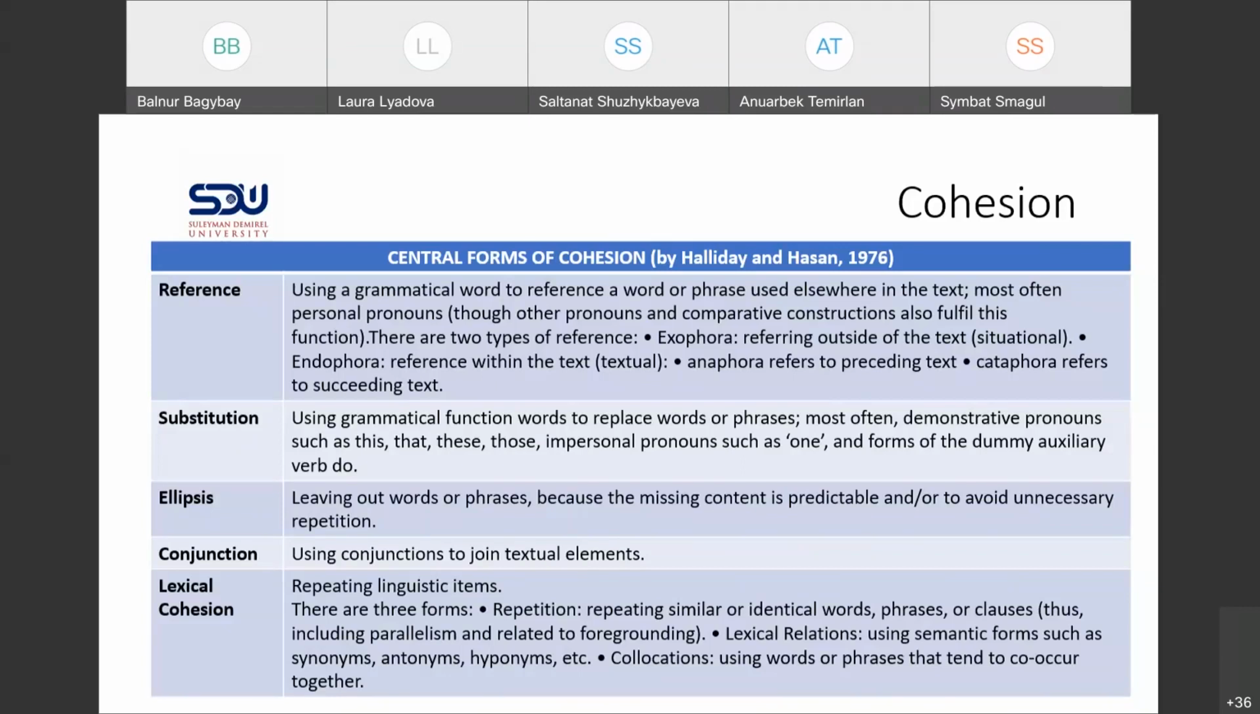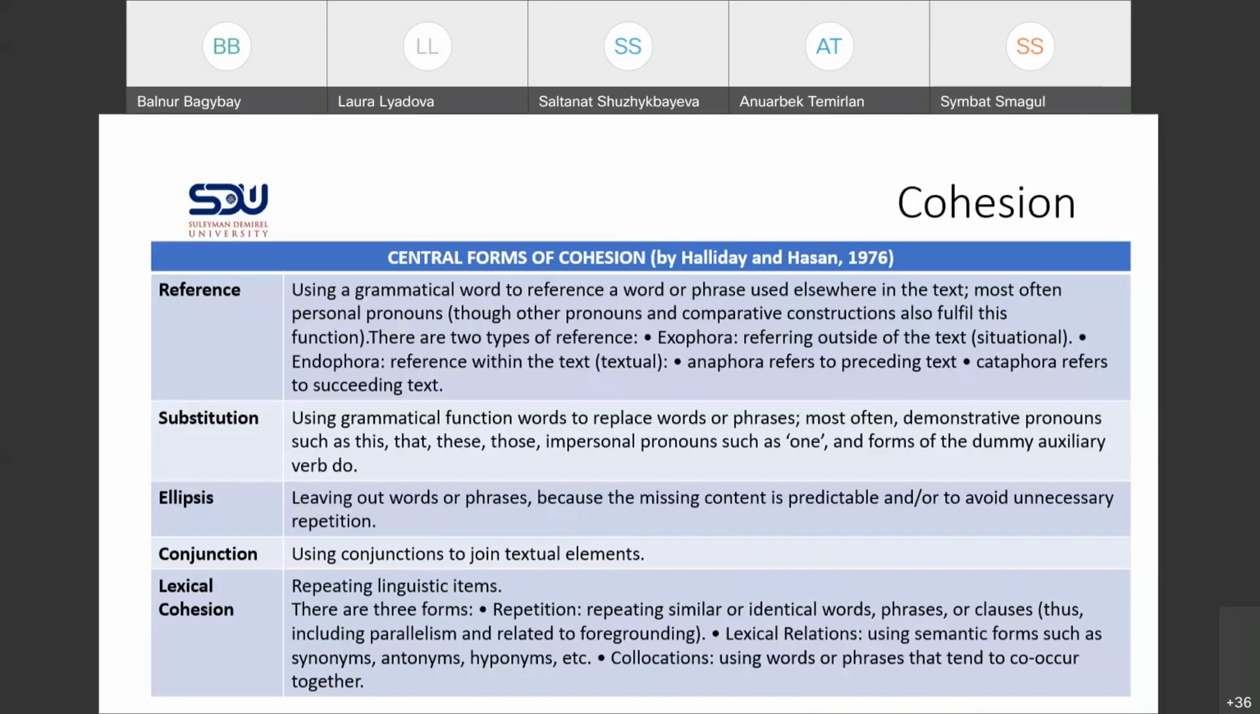Yeah, so this is the anaphora. And cataphora is when the reference refers to the succeeding, upcoming text. For example, "Robert likes the flowers. He's a delicate man in that very sense." Okay, and the next form of cohesion is substitution.